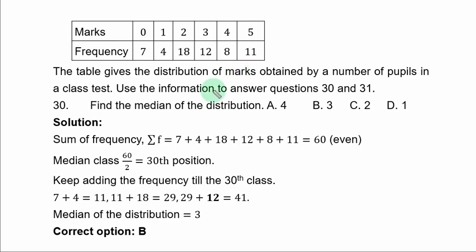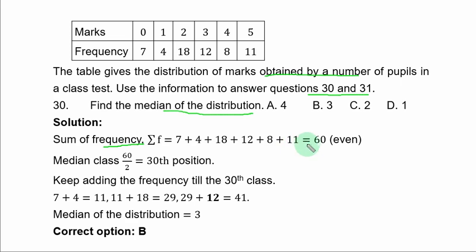The table gives the distribution of marks obtained by a number of pupils in a class test. Use the information to answer questions 30 and 31. Question 30, find the median of the distribution. When we have median with data involving frequency, you have to get the sum of frequency.